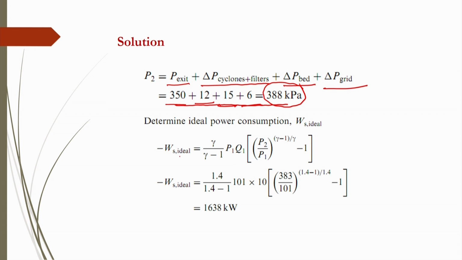As per the formula of shaft work at ideal condition, that is gamma by gamma minus 1 into P1 into Q1 into P2 by P1 to the power gamma minus 1 by gamma, minus 1. In this case gamma is given as 1.4, so 1.4 by 1.4 minus 1 into P1, given as 101 kPa, and Q1 is given as 10 meter cube per second. After substituting P2 as 383 and P1 as 101 to the power of the gamma term, and finally calculating, you will get the ideal shaft work as 1638 kilowatt.